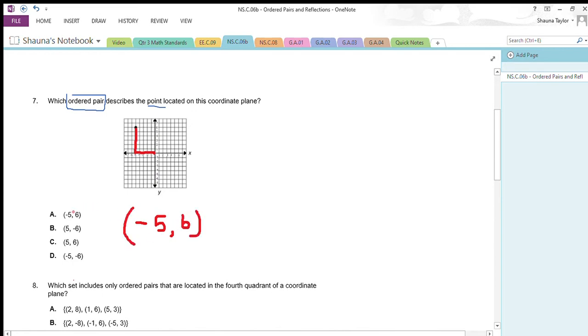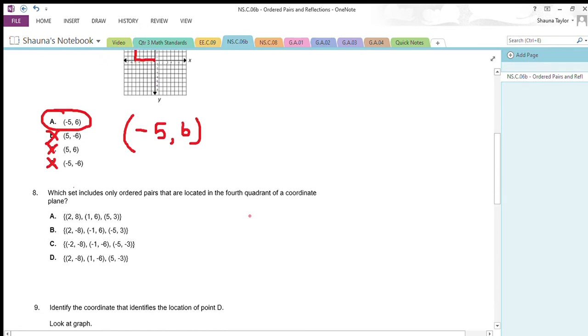So now all I have to do is look at these numbers over here and see if they match up. So my first number has to be a -5. A says -5, B says 5. I can throw away B. C says 5. I can throw away C. D says -5 as well. Okay, so my answer is either A or D. So let's look at our second number. Our second number is a positive number, 6. A says 6 and D says -6. This D is wrong. Therefore, my answer is A. And that's how you get your answer.